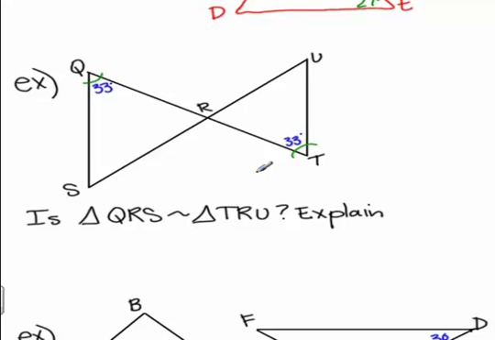Can you find another angle that is congruent based off of prior geometry knowledge? You're right. Vertical angles. Where are those vertical angles? Vertical angles are sitting right here, R and R. Is triangle QRS similar to triangle TRU? You got it. Why? The angle-angle postulate. Remember, the angle-angle postulate says all you have to have is two angles in one triangle congruent to two angles in the other triangle. Then the triangles are similar. Let's go with one more example.